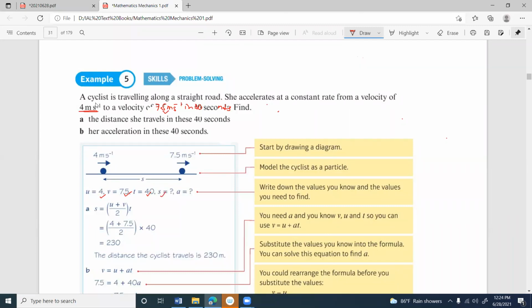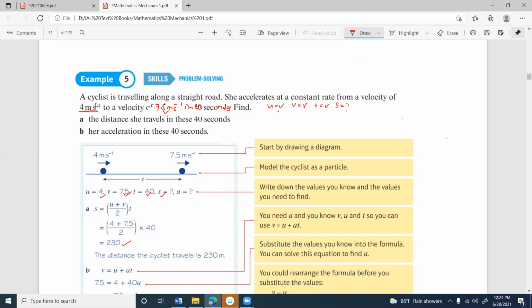Then we have u, we have v, and we know what t is. We need to find what s is. Now see what the relationship is joining u, v, s, and t. What is the equation adjoining u, v, s, and t? The simple formula is s equals (v plus u) over 2, times t. With that, you can get this answer.